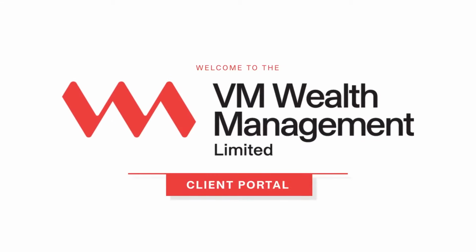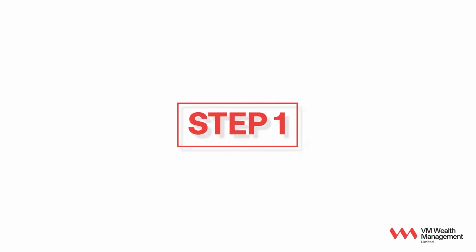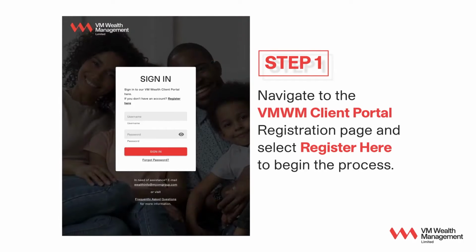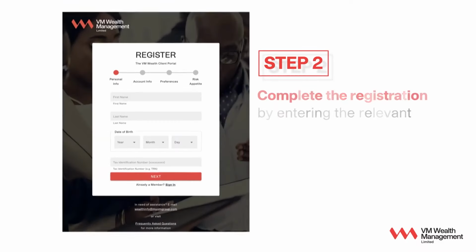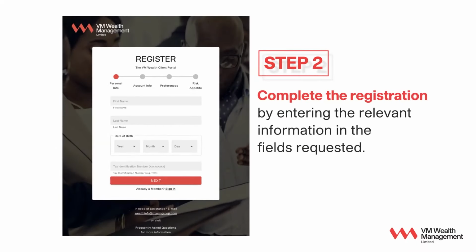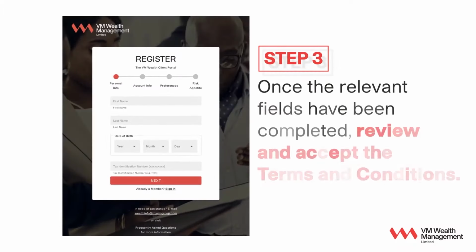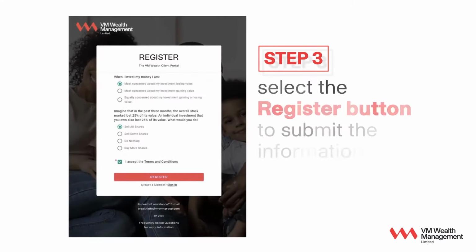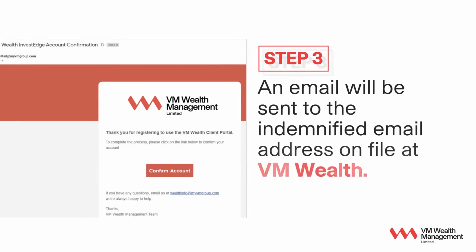Welcome to the VM Wealth Client Portal. Here's how it works. Step 1. Navigate to the VMWM Client Portal registration page and select Register Here to begin the process. Step 2. Complete the registration by entering the relevant information in the fields requested. Step 3. Once the relevant fields have been completed, review and accept terms and conditions. Select the Register button to submit the information entered. An email will be sent to the identified email address on file at VM Wealth.